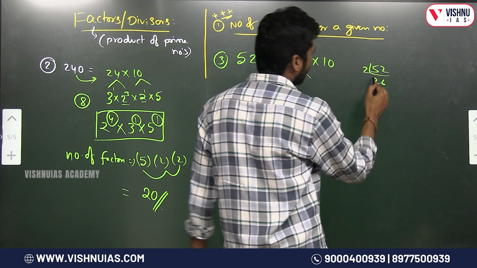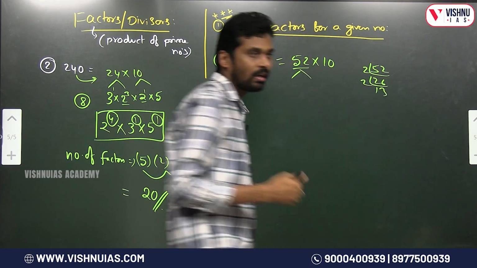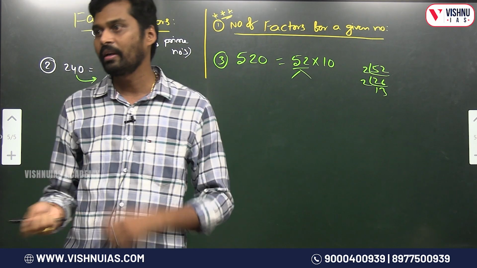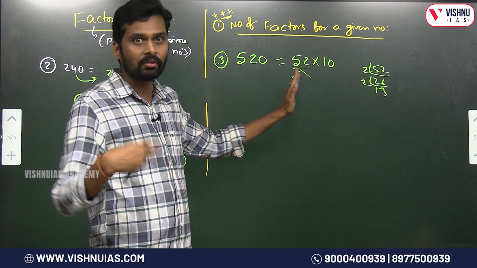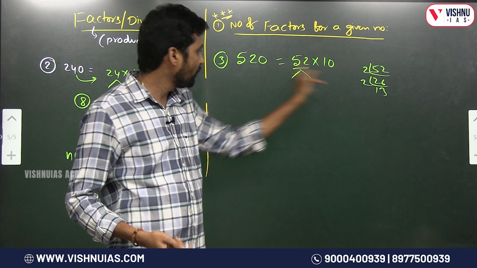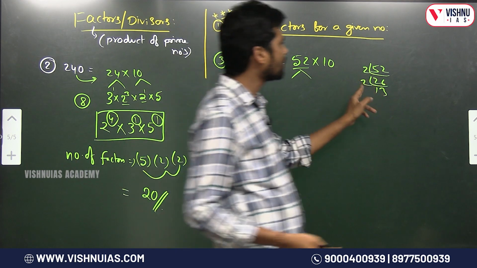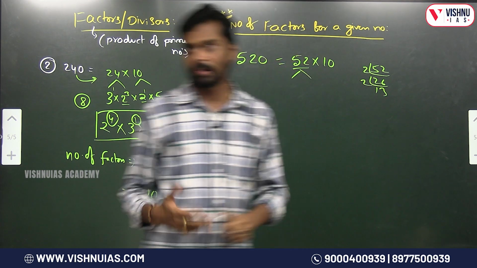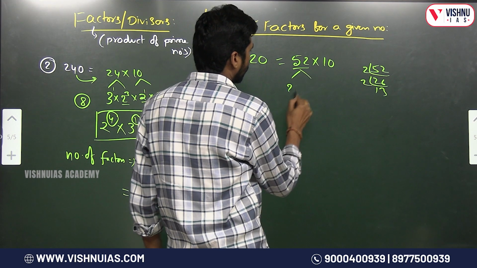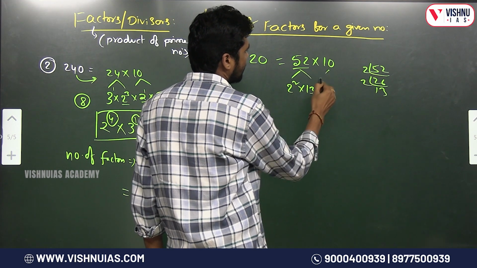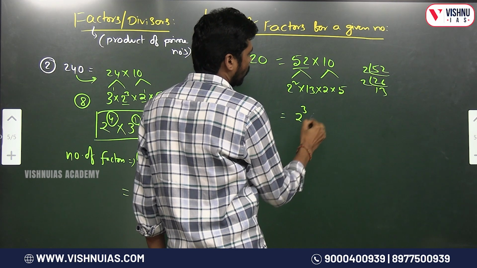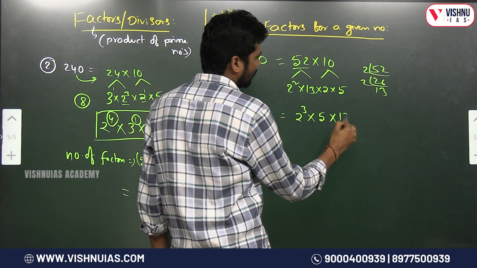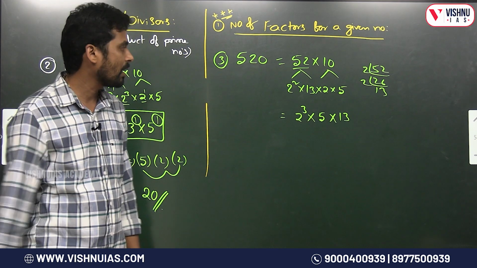So 2 26s, 2 13s. If you are good at tables, like 13 4s are 52, immediately we can write it. Even after breaking like this, if you don't know which value to write, you can divide like this. 52 divided by 2 is 26, then 13. 13 is a prime number, right? So this number is 2 square into 13. Similarly 10 can be written as 2 into 5. So the final number is 2 cube into 5 into 13.